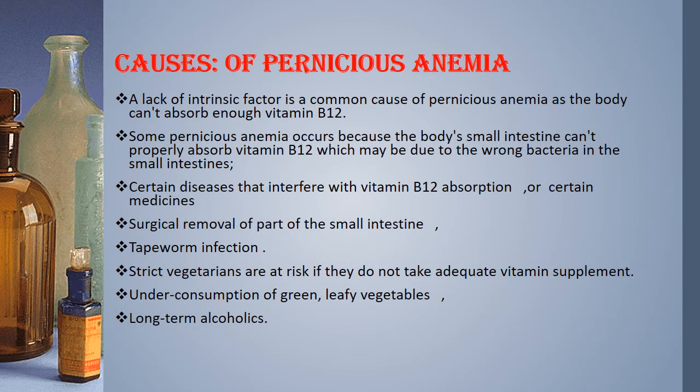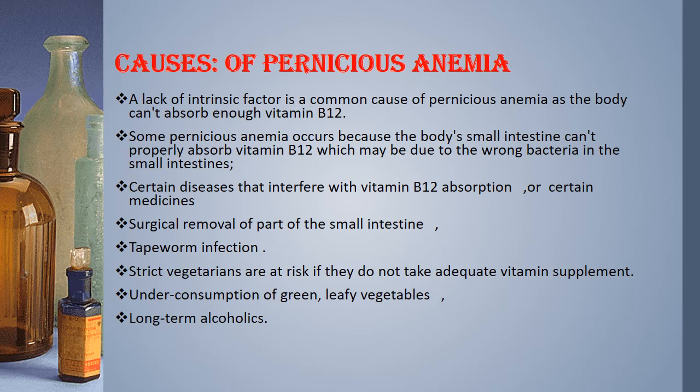So here we can summarize the common causes of pernicious anemia, as we are going to see. Lack of the intrinsic factor is considered the most common cause of pernicious anemia. Here the patient cannot absorb an adequate amount of vitamin B12. Sometimes wrong bacteria are present inside the small intestine, or medication may lead to pernicious anemia.